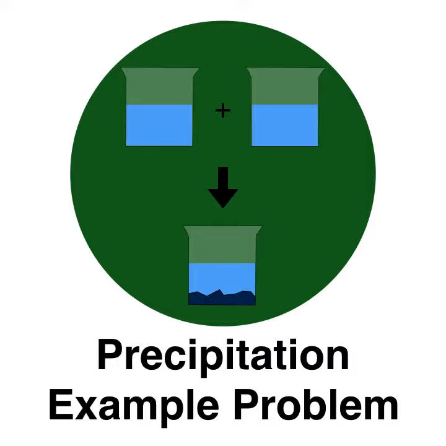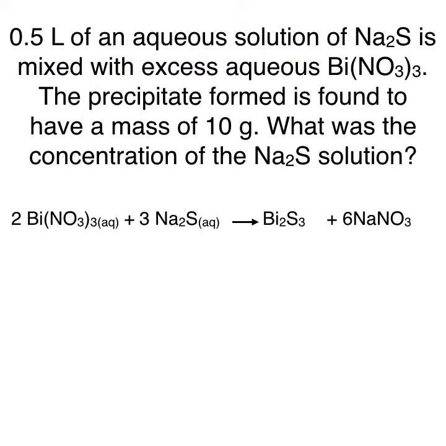In this lesson, we will go through an example problem involving a precipitation reaction. Let's take a look at our problem. 0.5 liters of an aqueous solution of sodium sulfide is mixed with excess aqueous bismuth nitrate. The precipitate formed is found to have a mass of 10 grams. What was the concentration of the sodium sulfide solution?